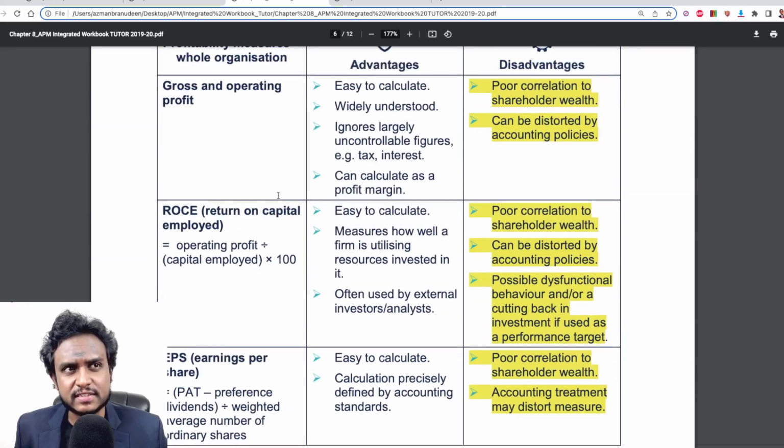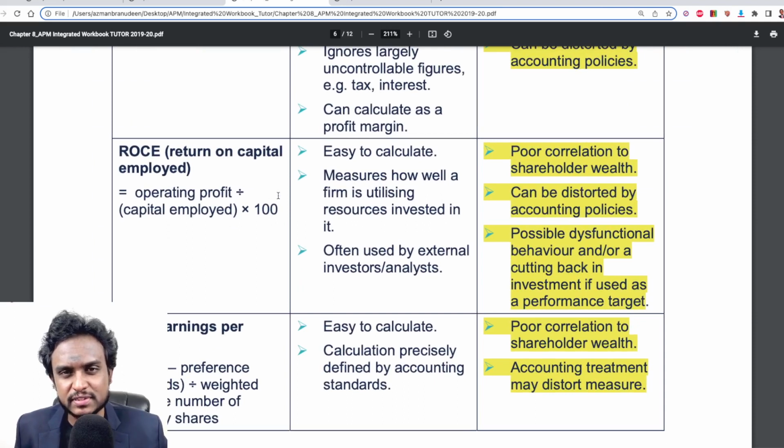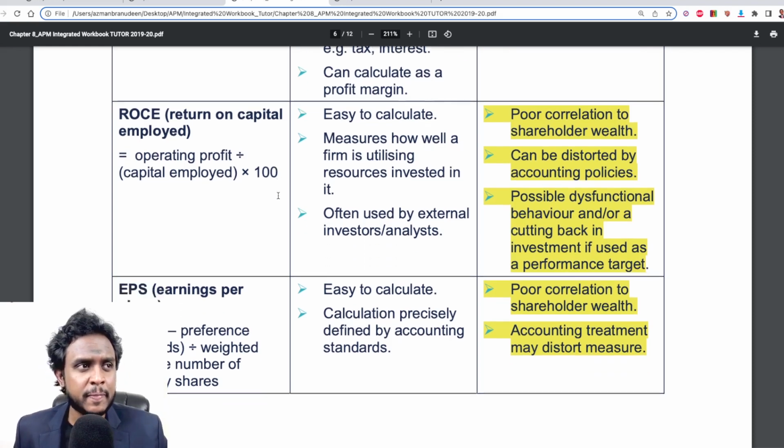So if you get access to those, because now the focus of the new APM syllabus upgrade has actually deviated from the calculation side, and it's more focusing on the critical evaluation aspect. So it's really not something that needs your attention that much. But just make sure that you have a good grip of what the ratio is used for, what's good about it, what's bad about it.